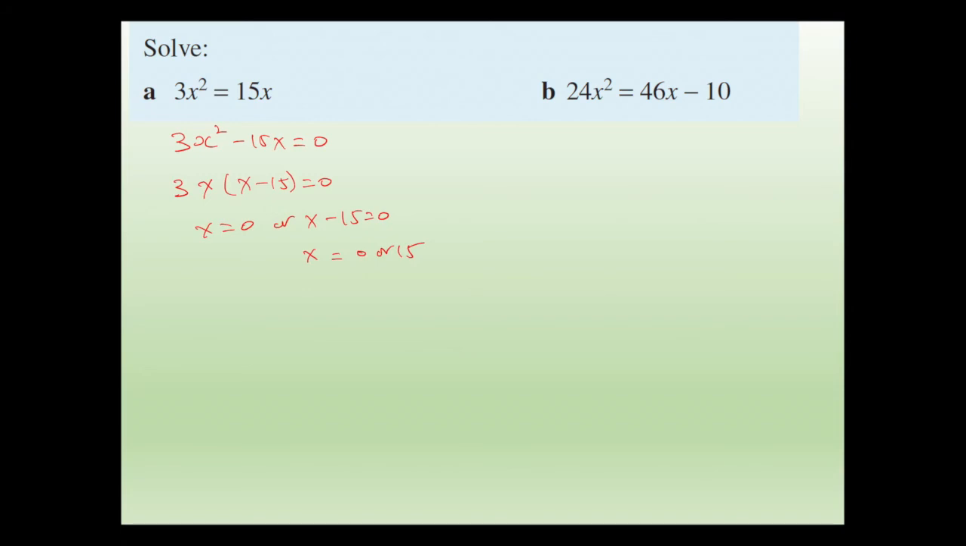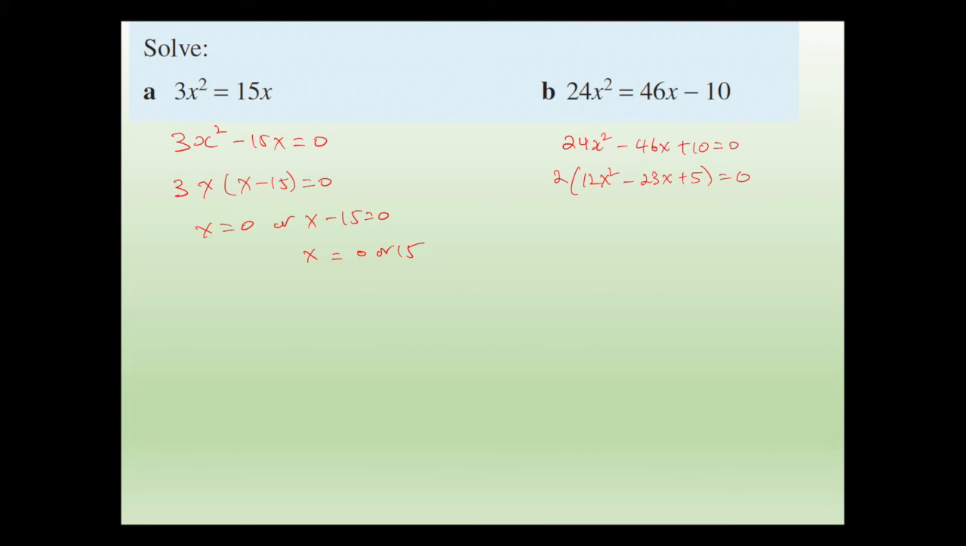Try part B. Let's pause the video for a while. Use the same principle as part A and see if you could find the solution for this. Alright, I'm actually going to move the 46x minus 10 to the left hand side. We can see that there's a highest common factor, which is 2. Taking that out is 12x squared minus 23x plus 5 equals 0.